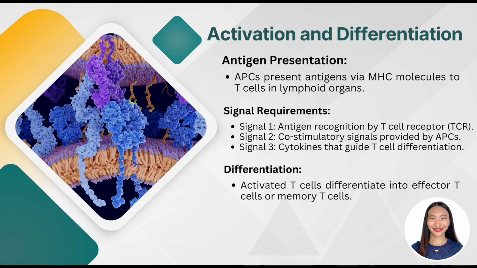Activation and differentiation. APCs present antigens via MHC molecules to T cells in lymphoid organs. There are three signal requirements. Signal 1, antigen recognition by the T cell receptor, or TCR. Signal 2, co-stimulatory signals provided by APCs. Signal 3, cytokines that guide T cell differentiation. Activated T cells differentiate into effector T cells or memory T cells.